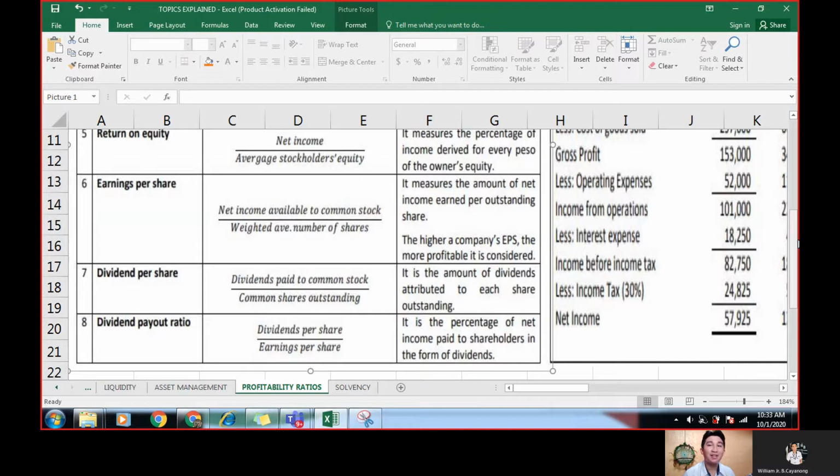Next is dividend per share: dividends paid to common stock over common shares outstanding. It is the amount of the dividends attributed to each outstanding share. The last ratio is the dividend payout ratio: dividends per share divided by earnings per share. It is the percentage of net income paid to shareholders, from the word payout. What percentage did we give, or pay to the shareholders or our investors, in the form of dividends?